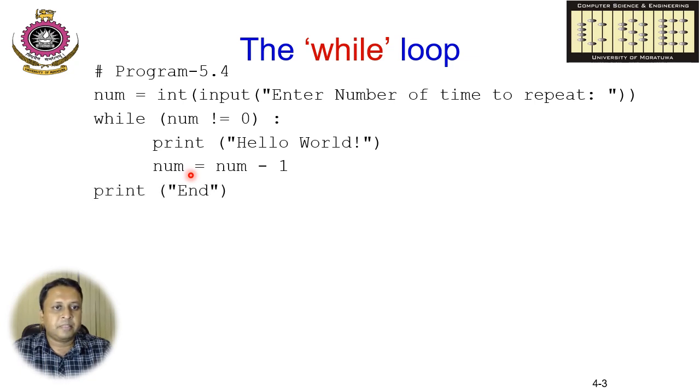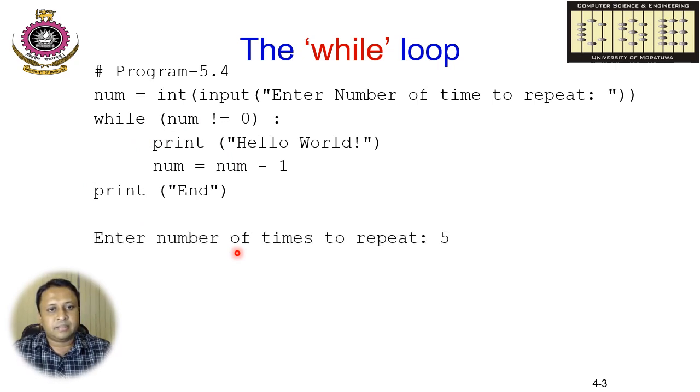Okay, so outside the while loop, we also have a print statement, end, to denote that the while loop has ended. You notice the indentation in these two lines denoting that these two lines of code are the body of the while loop, and this one is outside the while loop.